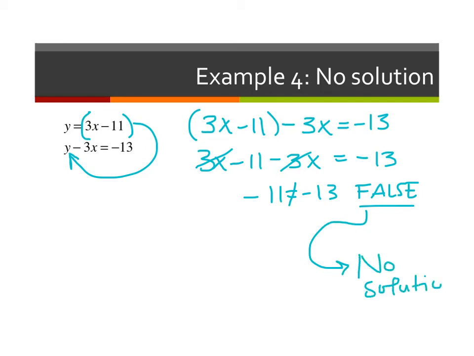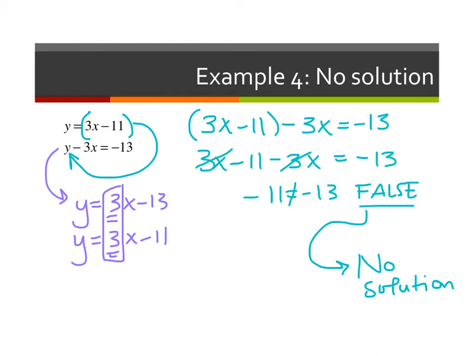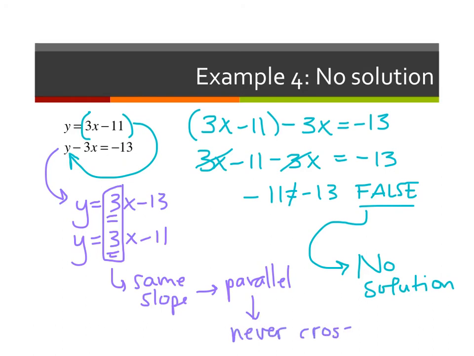Now, what I can also point out here is that if I was to solve this second equation right here for y, I would get y equals 3x minus 13. Well, look, 3x minus 13, and the first one was y equals 3x minus 11. Now, we actually already saw that. Same slope, parallel lines. That means these lines are parallel, which means they won't cross, which means the system has no solution. Okay, so sometimes you're going to see it ahead of time and sometimes you're not.